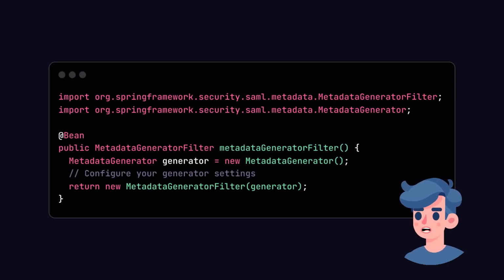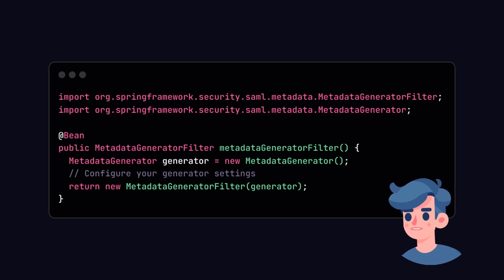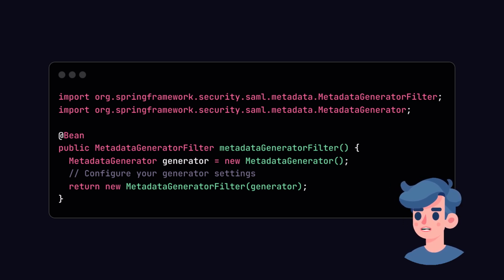Now, let's move on to creating the SAML metadata configuration. This metadata is essential as it contains information about the SAML service provider and identity provider. You'll have to use the SAML2 metadata generator from the Spring Security SAML library.